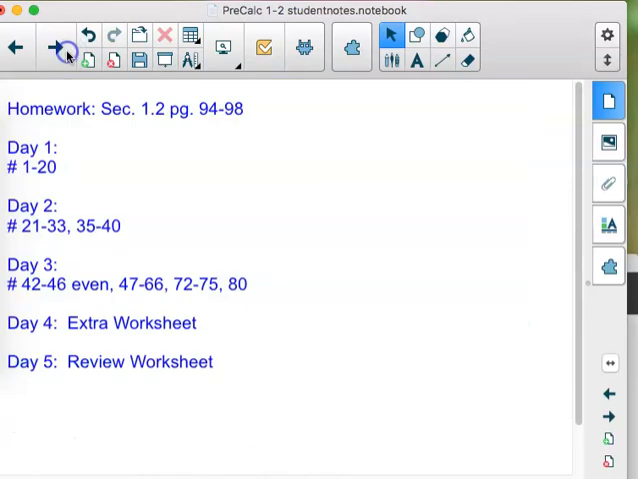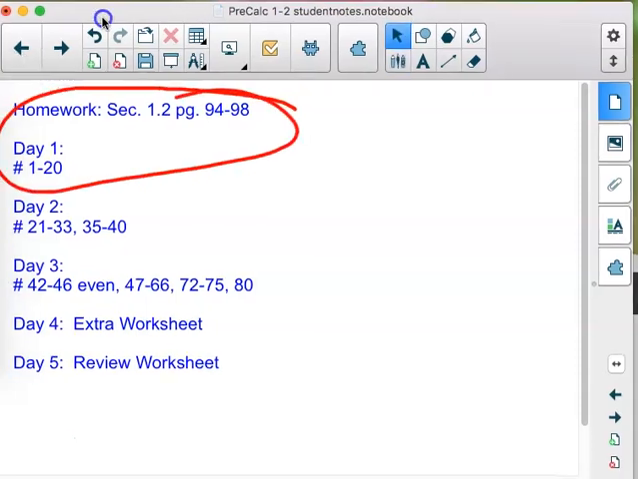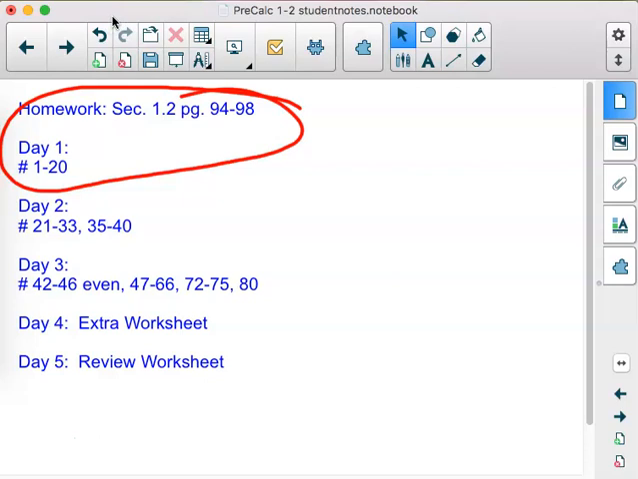Yeah, this is a long section. You should notice that from all the concepts that we had. Here is a little homework to get you started on 1-2 here. Just number 1 through 20 from 94 to 98.